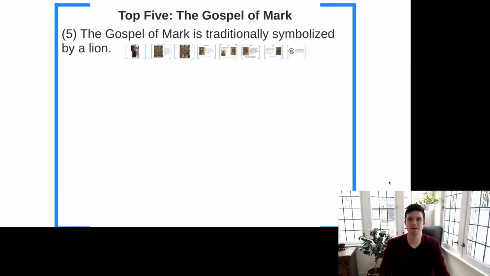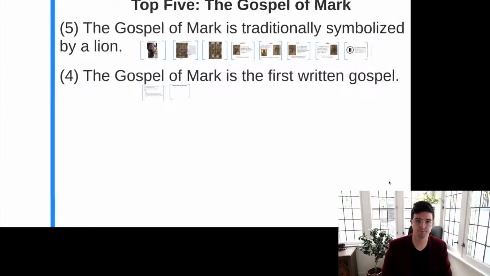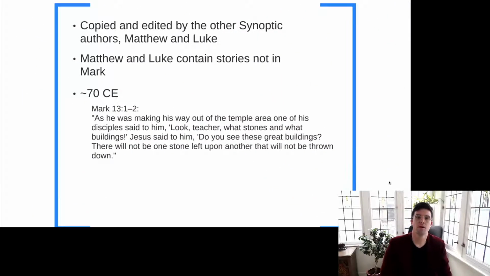So now that you've done this 4-minute free write, we're going to move on to our number 4 and our top 5 on Mark. The Gospel of Mark is the first written gospel. So what we're going to move to next week, you've heard me use this phrase, this word synoptic, a number of times. We'll talk more in depth about the synoptic gospels and what synoptic means next week.